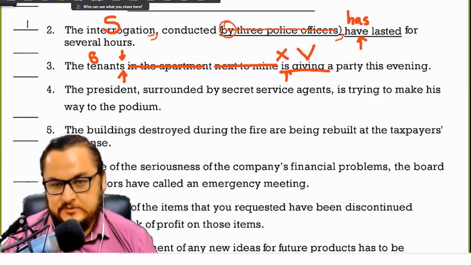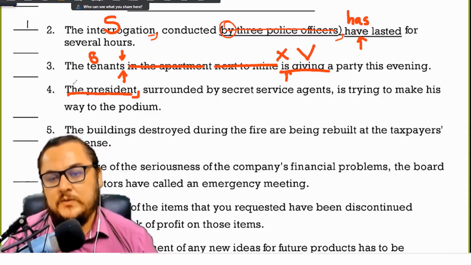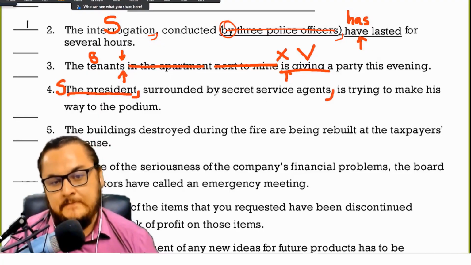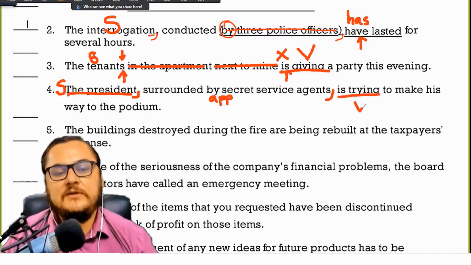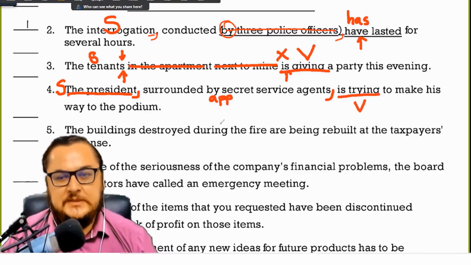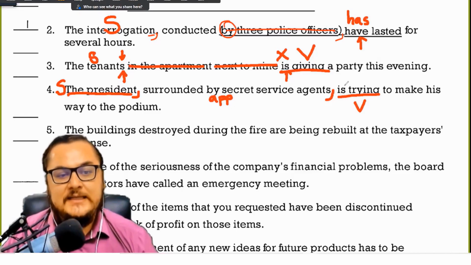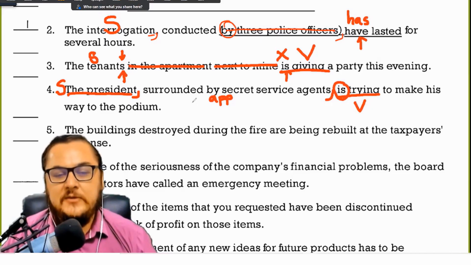We look at number 3. We realize that we have the subject of the sentence. Then we realize that we have the dressing, where we can remove the dressing to find the verb. And upon finding the verb, we realize that the president is singular and the verb is conjugated in the singular. Therefore, the sentence is correct.